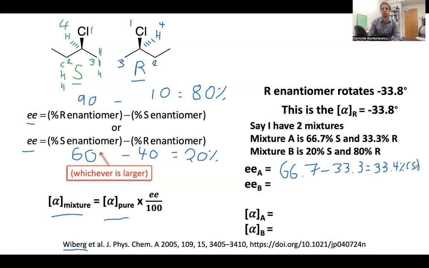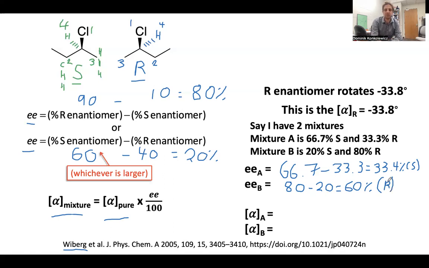Now what about B? So B, the enantiomer in excess is R, and we've got 80% of that, so it is 80 minus 20, equal to 60% EE, 60% enantiomeric excess, but this time it's the R in excess.